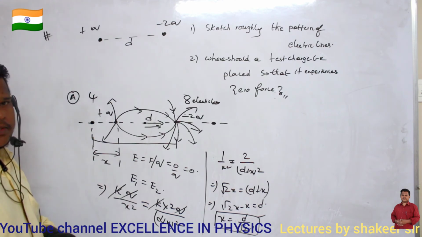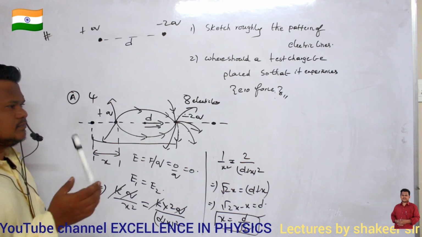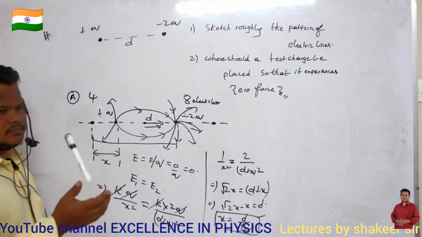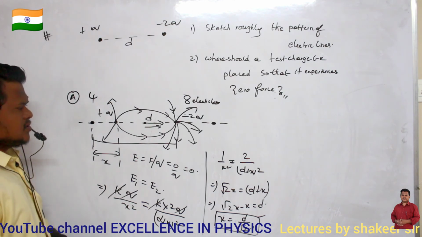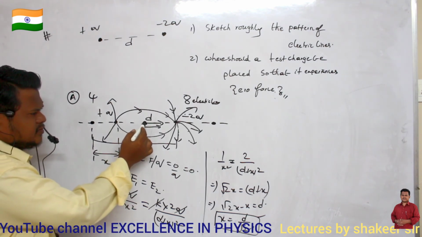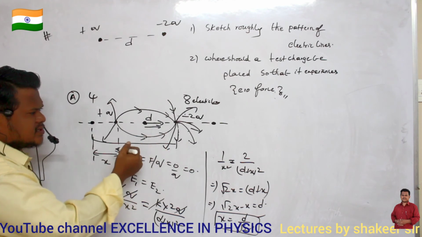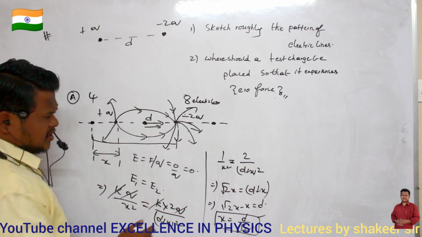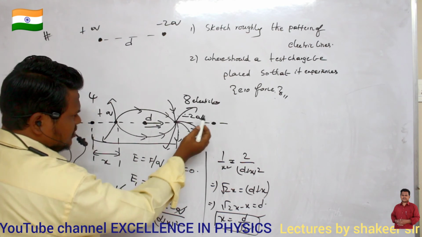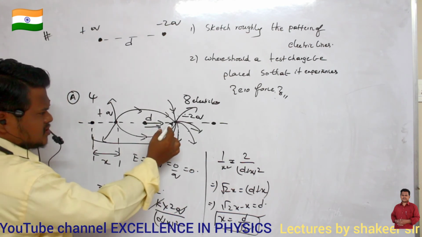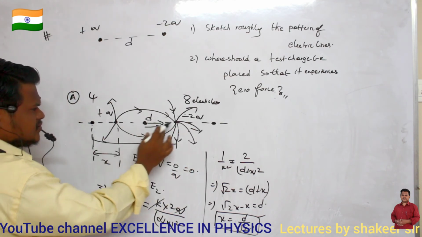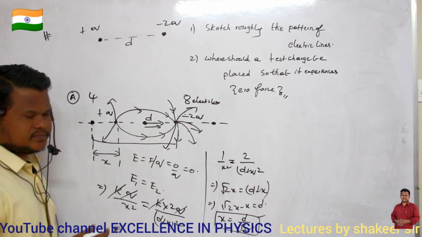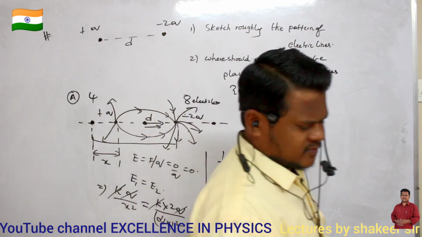Any doubt in this one? Clear, no? So I cannot place a test charge here because it will experience a force of attraction. The net force on the test charge will be acting in the same direction. I cannot place the test charge here also because the force of attraction is greater when compared to the force of repulsion. Okay, definitely I have to place my test charge here. That is the arrangement. Already we have done this type of question.